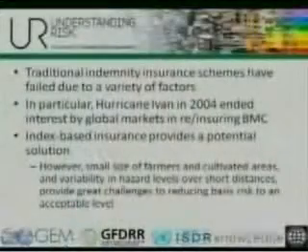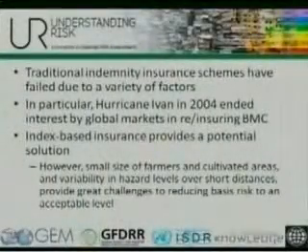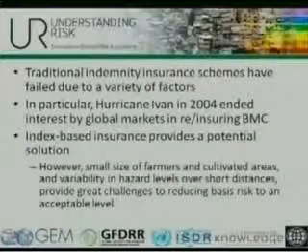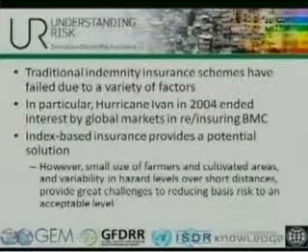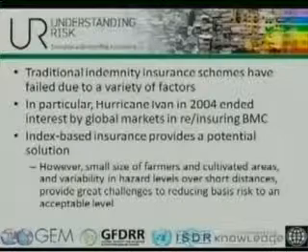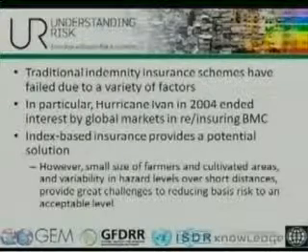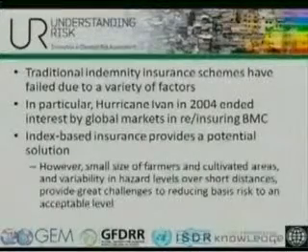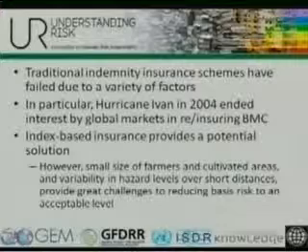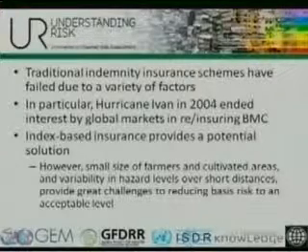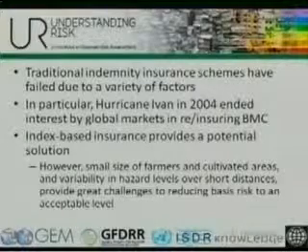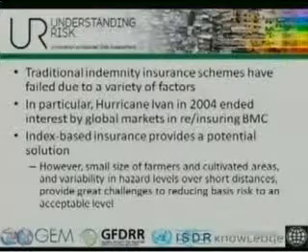So some background: traditional indemnity insurance schemes have failed due to a variety of factors. Most recently, Hurricane Ivan in 2004 basically ended interest by the global reinsurance markets in providing traditional cover for the coffee crop and for the farmers. Even though there have been some interim things put in place, there ultimately needs to be a long-term solution to help these farmers and help the Jamaican government to protect this very important industry.